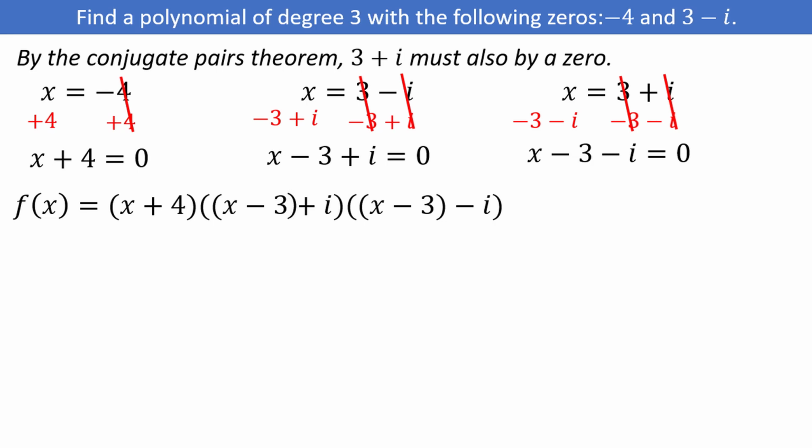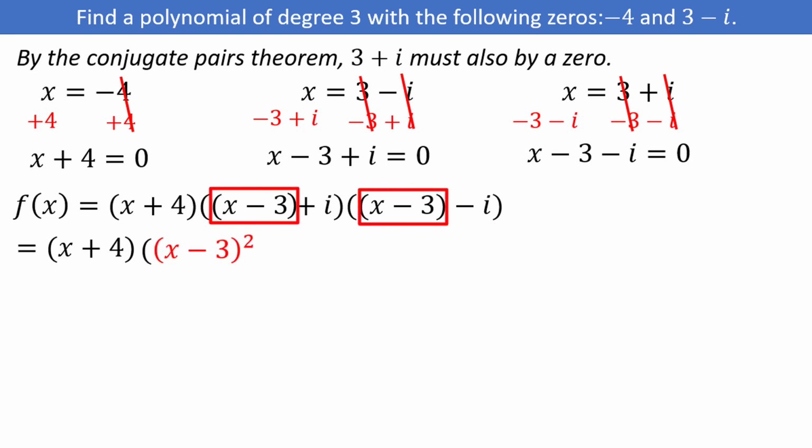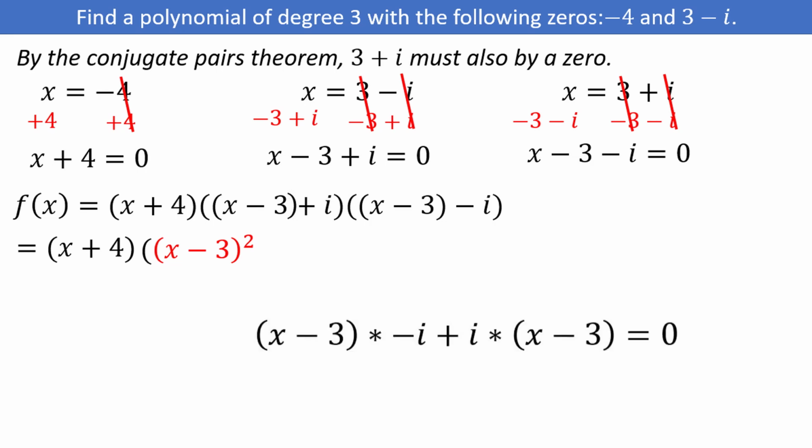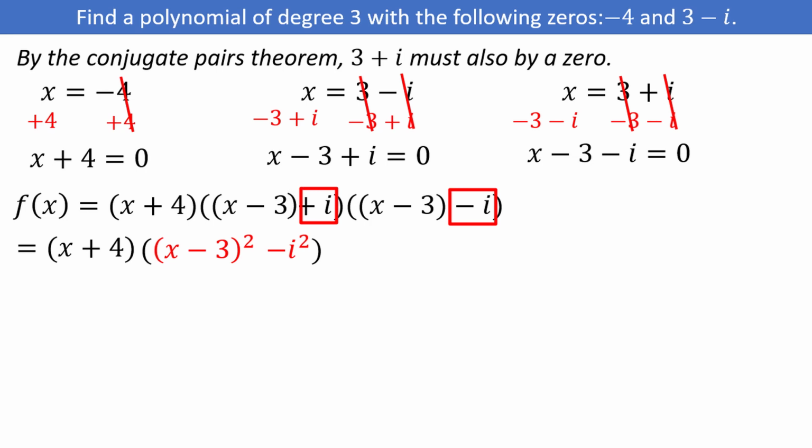You'll notice that I've grouped the terms in such a way that we can view the last 2 factors as binomials that can be FOILed together, which makes them much easier to distribute. We have x plus 4, and then multiplying the first terms, we have x minus 3 squared, and hopefully you can see, since we are multiplying conjugates, the inner and outer terms of the FOIL will cancel each other out. You are going to have x minus 3 times negative i, and i times x minus 3, which will cancel each other out when you add them together, which always happens when you FOIL conjugates. So we just need the last terms multiplied, which is i times negative i, which is negative i squared.